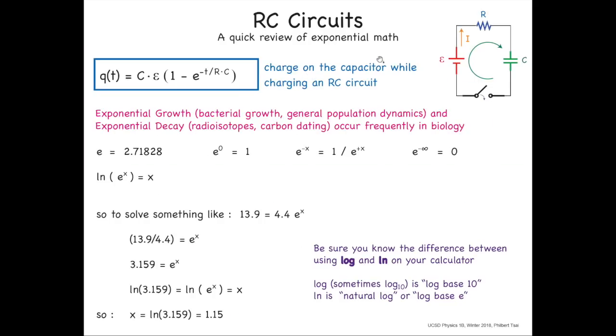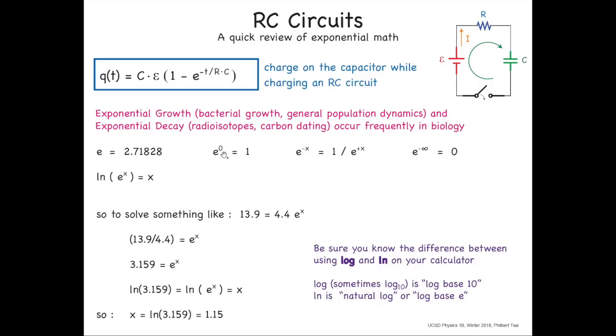So, a quick review of exponential math. This shows up in a lot of places. There's exponential growth and decay in a lot of population dynamics, including things like bacterial growth. And there's exponential decay in things like radioisotopes and carbon dating, which we will actually study a little bit in 1C. But for now, let's just look at the math. The number e is called Euler's number. It is equal to 2.71828, rounded to sig figs here. It's a fundamental number like pi, and it's just a constant that shows up a lot in nature.